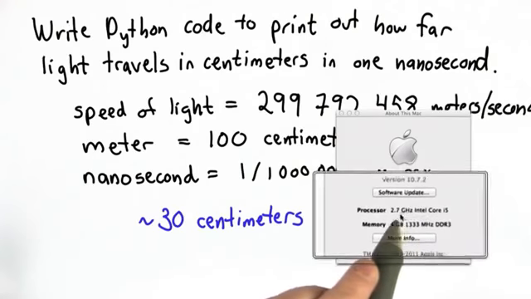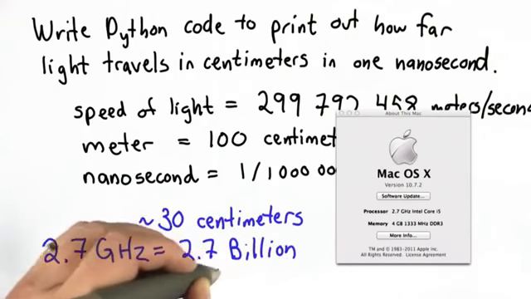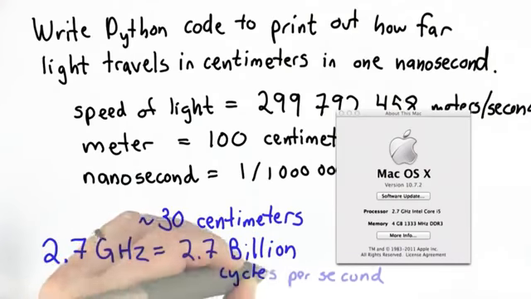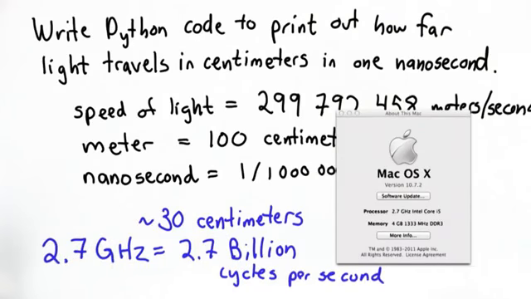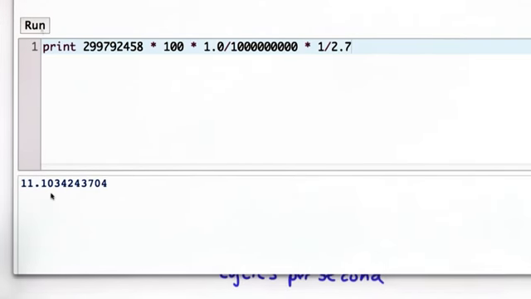Core processor. What GHz stands for is gigahertz, which means we can do 2.7 billion cycles in each second. So that means the time we have for one cycle is actually less than a nanosecond. And you can think of a cycle as the time the computer has to do one step. So it does one step 2.7 billion times in a second. That means the time for each cycle is 1 divided by 2.7 nanoseconds. So that means in the time the computer has for one cycle, light travels 11.1 centimeters.